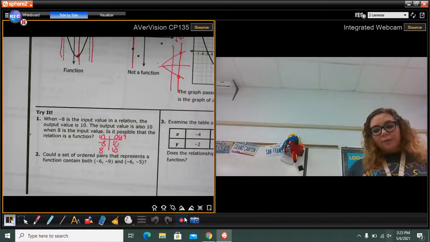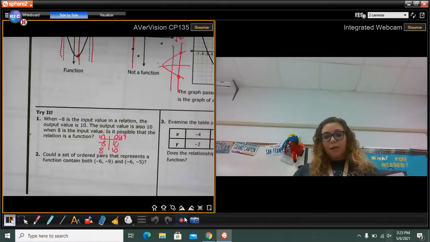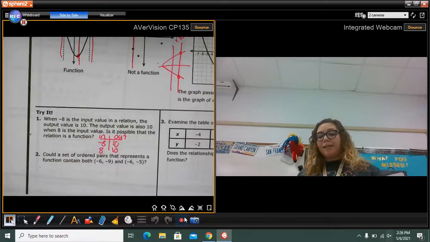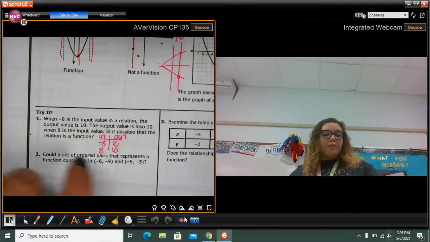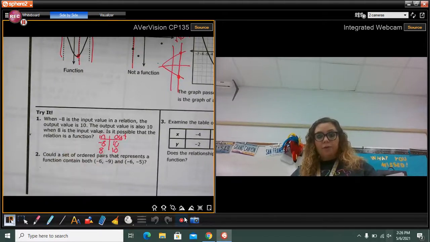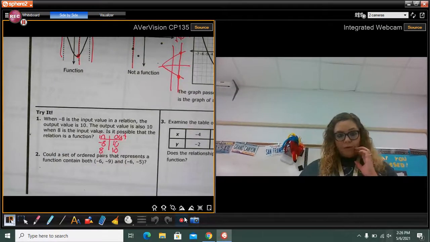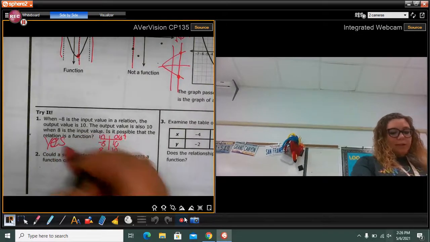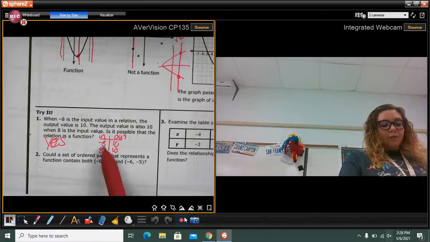Do I have any repeating x values? I do not. Okay, negative 8 is different than positive 8. Okay, you can have the same outputs. However, you cannot have an input going to 2 different outputs. Okay, so yes, this is a function. I can spell yes, because for each input you have 1 output.